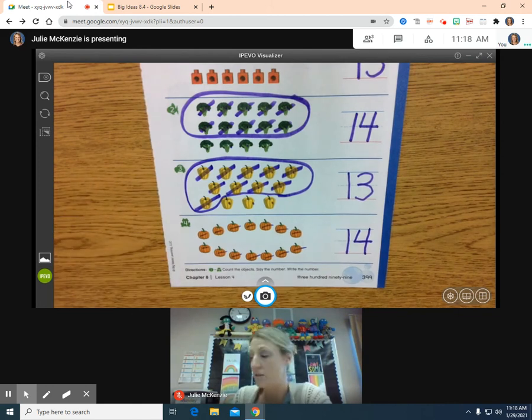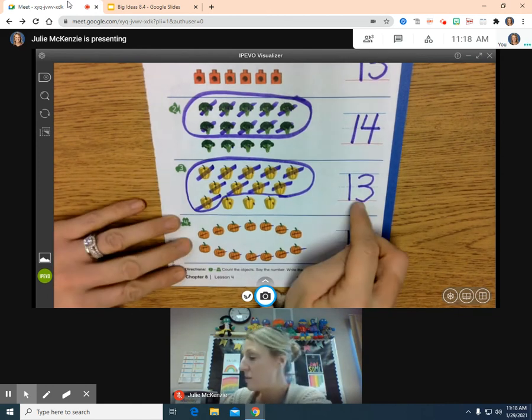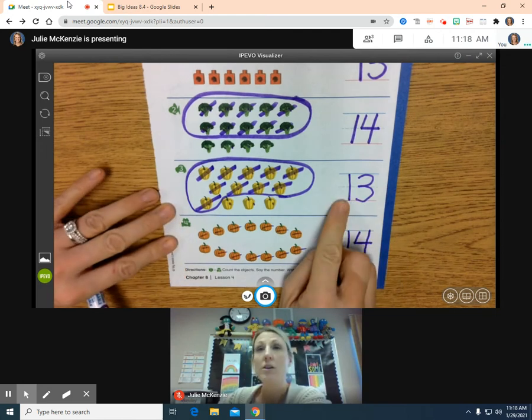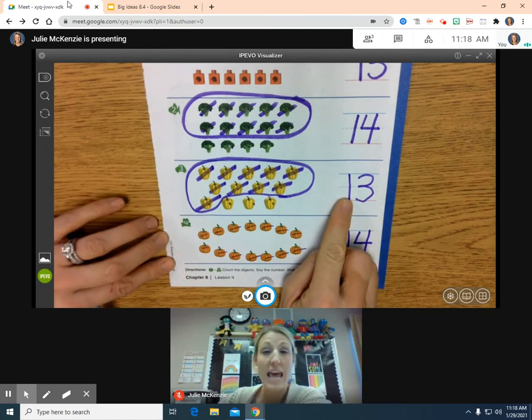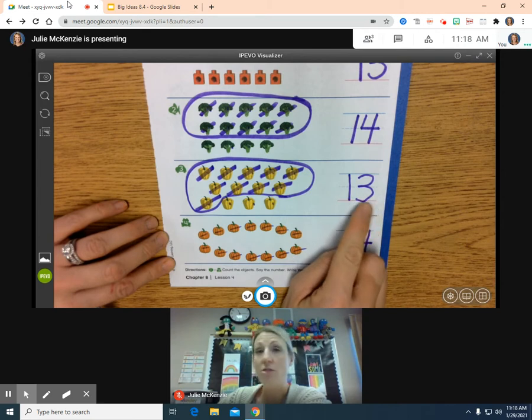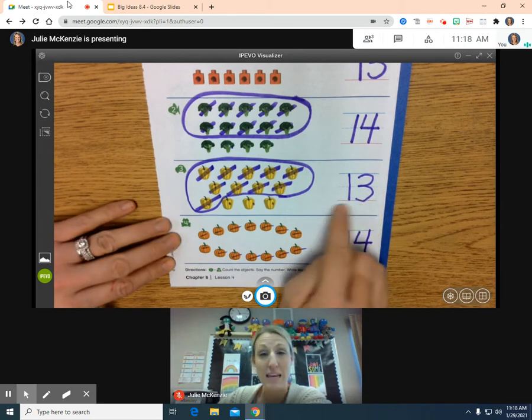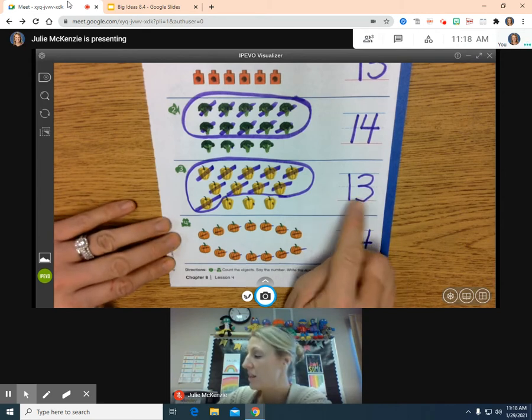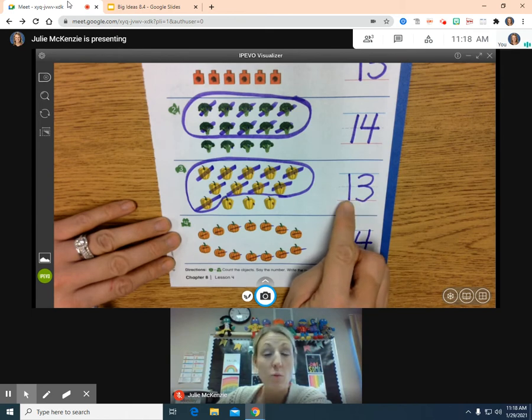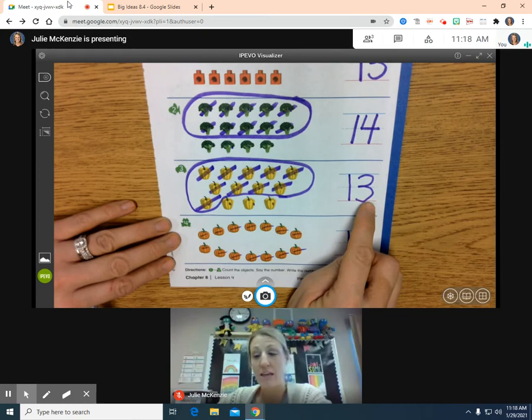Your number is 13. If you have the number 13, you have one group of 10 and then 3 left over. That's what these numbers mean. That's why there's a 1 and a 3. The 1 means you have one whole group of 10. And the 3 means you have 3 left over.